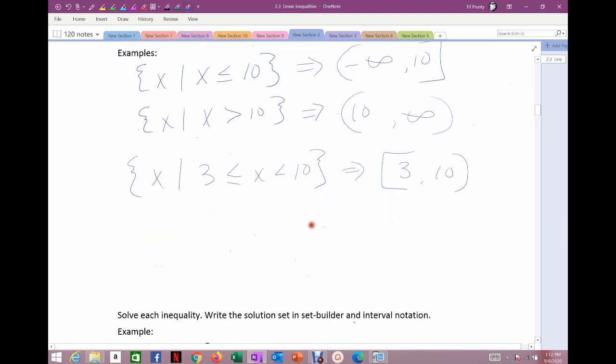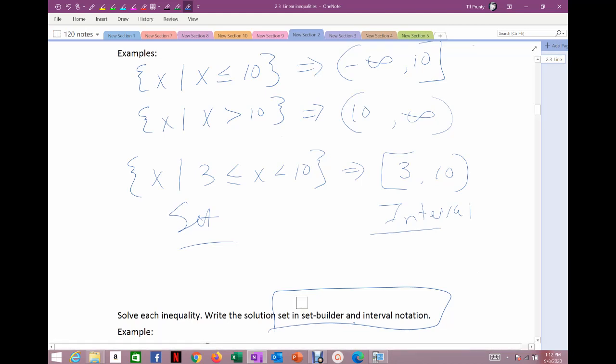And then we're going to get into solving and writing them in both those notations. So again, this is set notation, and this is interval notation. You should be able to understand what both of those mean. We're going to pick up solving systems of inequalities in the next video.